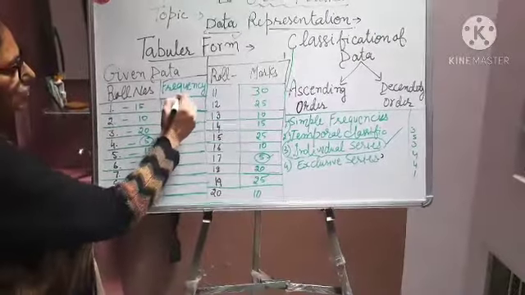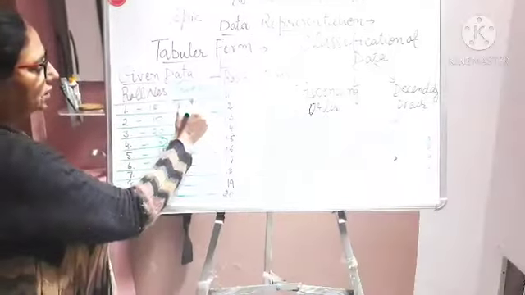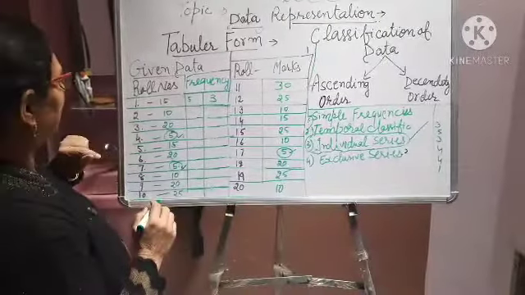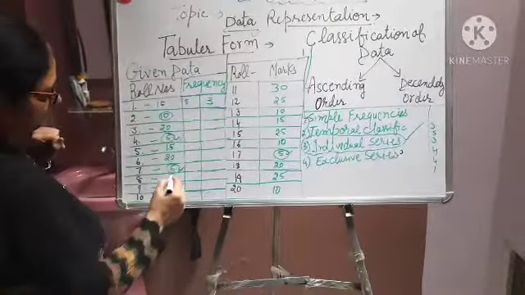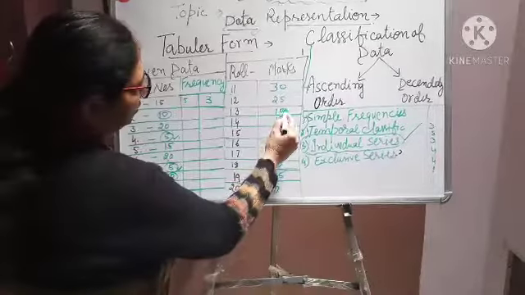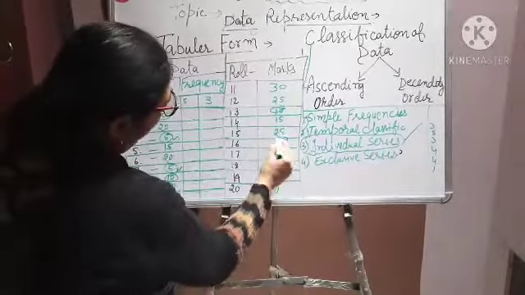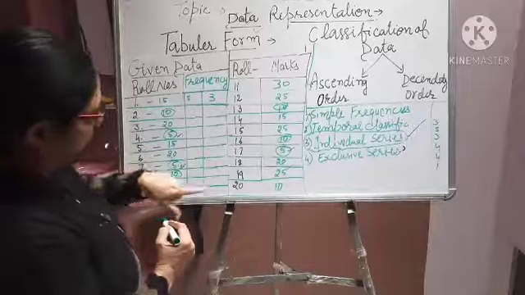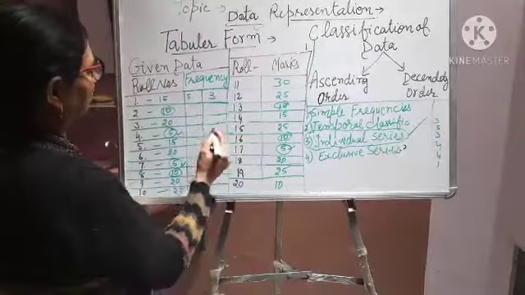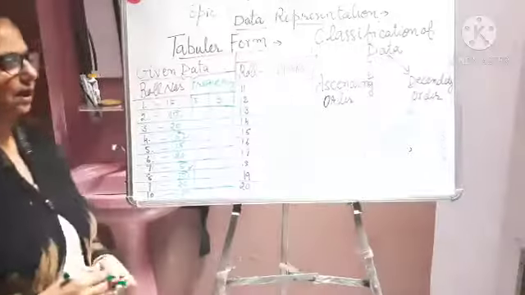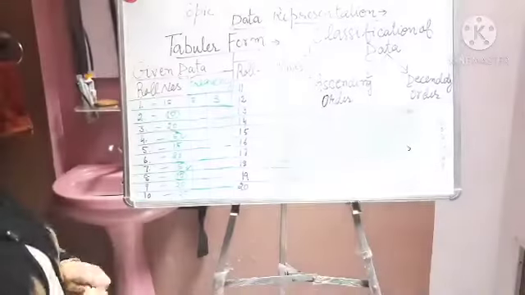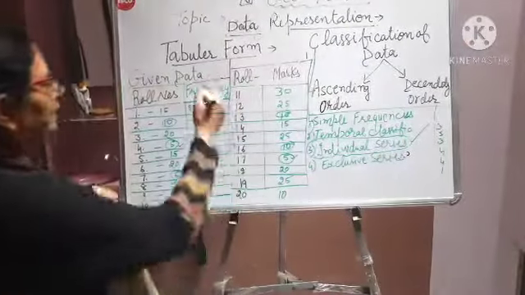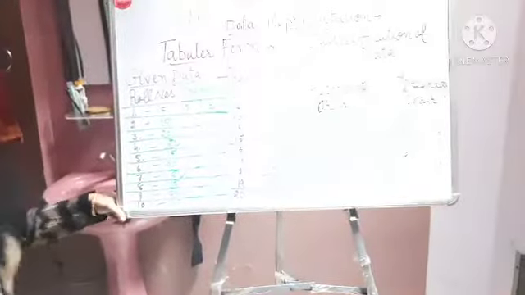Okay, the frequency for 5 marks is 3. In this way, if we see how many students have taken 10 marks: 1, 2, 3, 4. 4 students have taken 10 marks. Accordingly, you have to see the frequency. According to this individual series, we have to find the frequency of these values.